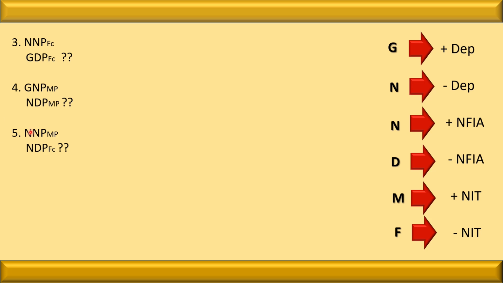First pair is same, so we don't have to do anything. We don't have to touch the first pair. Second pair, N is given and we have to find out D. So N to D, what we have to do? Minus NFIA. Third pair M and we have to find out F. So we have to deduct NIT. So what we have to do over here is we have to deduct NFIA and we have to deduct NIT. I hope the point is clear to everyone.